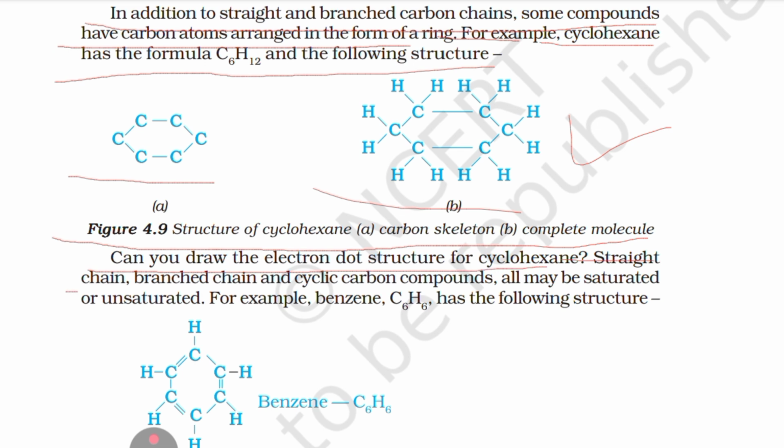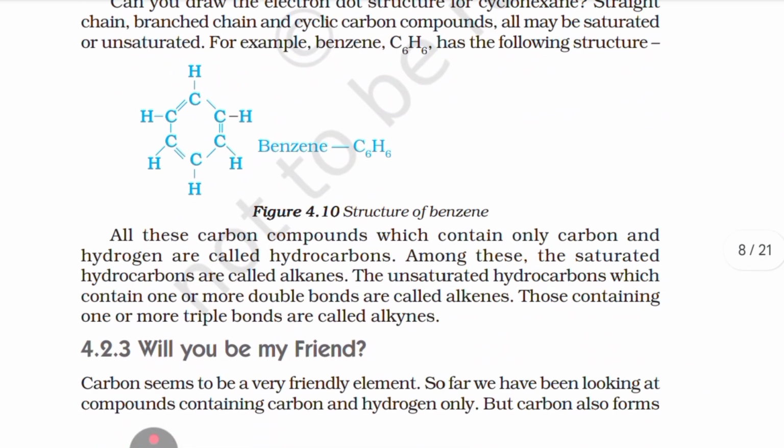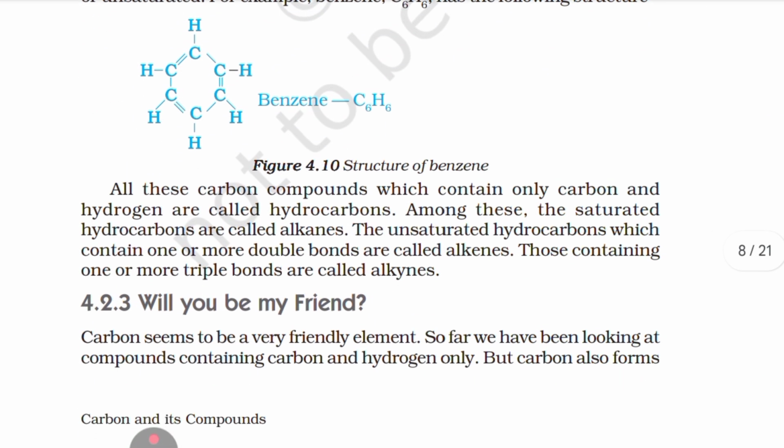Straight chain, branched chain, and cyclic carbon compounds all may be saturated or unsaturated. For example, benzene, C6H6, has the following structure. Figure 4.10: structure of benzene.